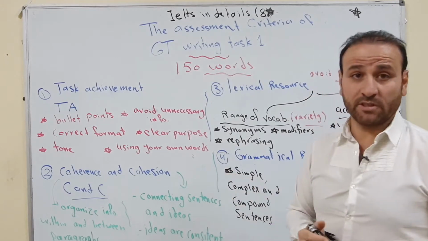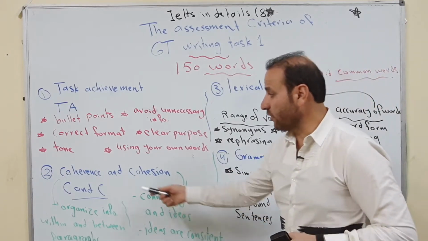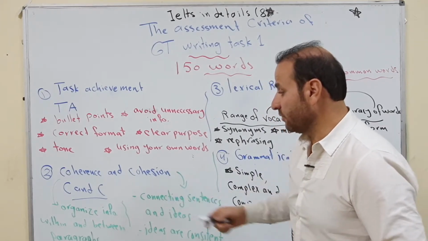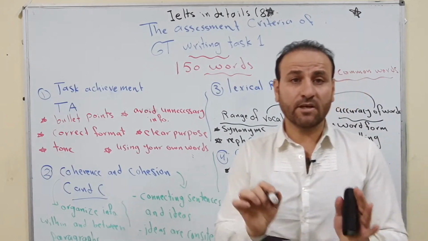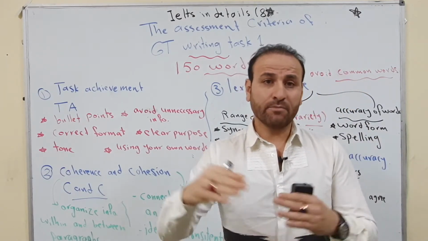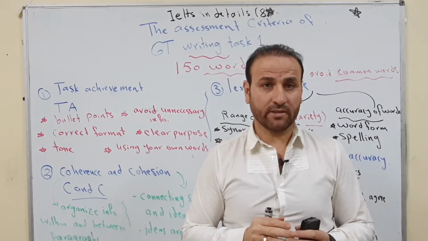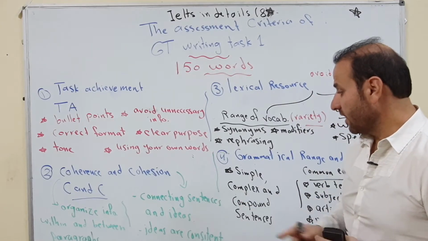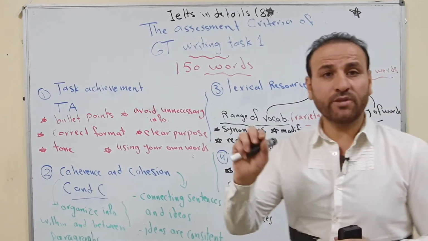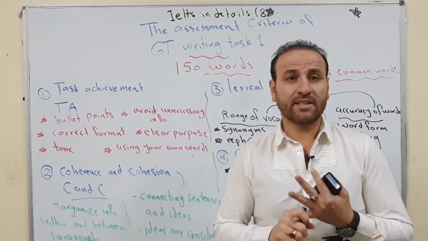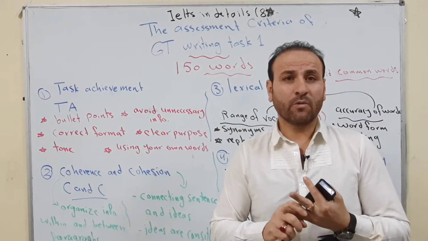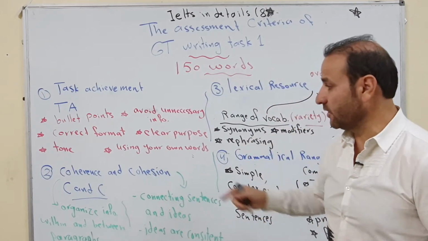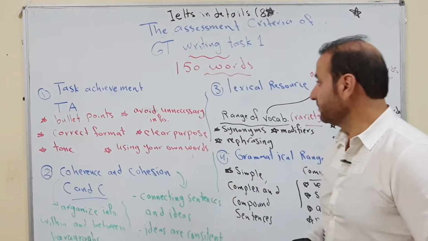Coherence and cohesion, which is very important. What do I mean by coherence, and what do I mean by cohesion? Coherence means organizing information within and between paragraphs. How we organize the information inside the paragraph and between the paragraphs, this is what we call coherence. Cohesion means connecting sentences and ideas. Ideas are consistent. How we connect the sentences, how we use transition words, how we use what we call signposting words. This is very important for the C and C, which is coherence and cohesion.